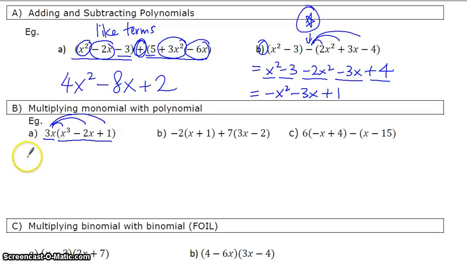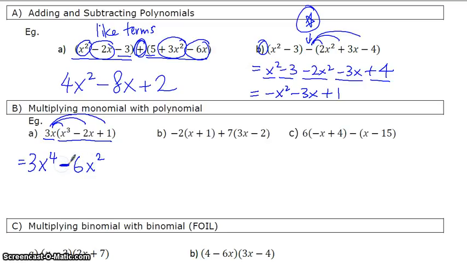So 3x times x cubed is 3x to the fourth. Remember x and x cubed is x to the fourth, right? You add the exponents. Now numbers go with numbers. 3x times negative 2x. 3 times negative 2 is negative 6. x times x is x squared. You're multiplying.